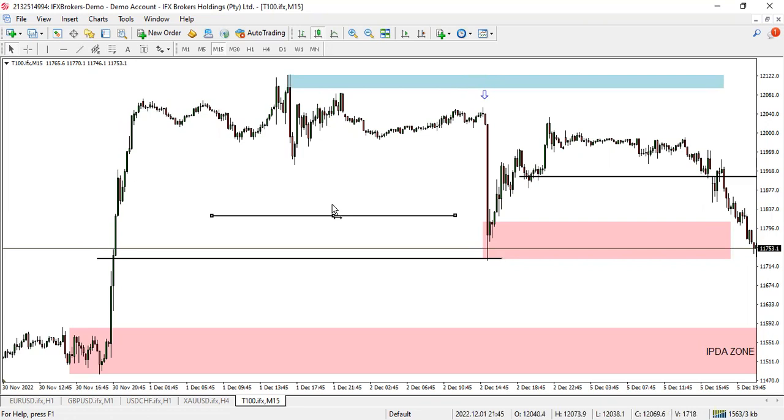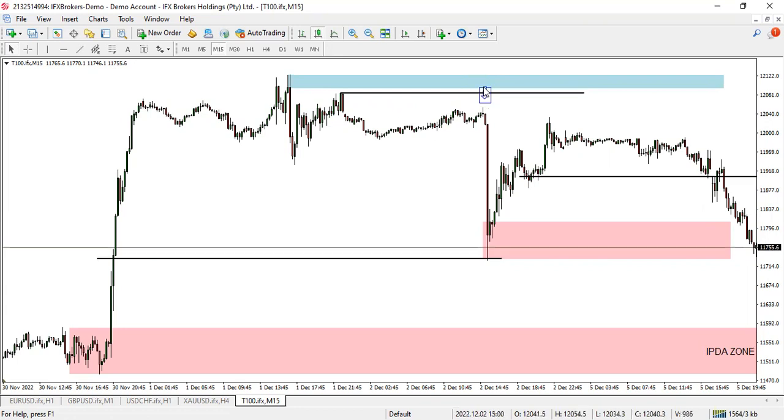Let me show you. You see, as I told you, the market will no longer come back from that level. So you start selling when the market approaches this zone.